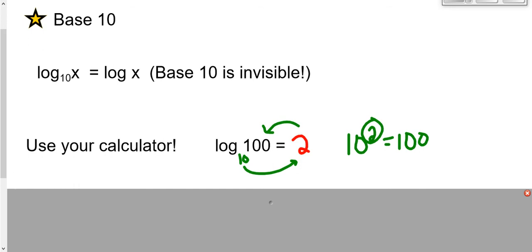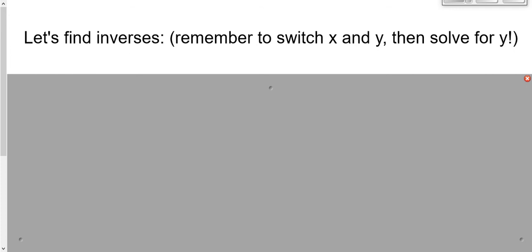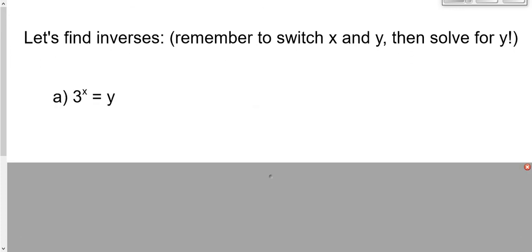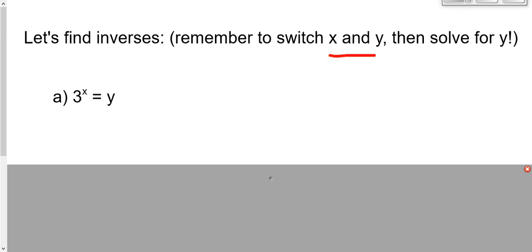The very last thing I want to do with you is try to find some inverses. So remember, to find inverses, all we have to do is switch x and y and then solve for y. So switch our input and output and then solve for our output. So let's go ahead and try that with example A of finding inverses. If I want to find an inverse for this problem, 3 to the x power equals y, the very first thing I have to do is switch x and y. So the very first thing I'll do to turn this into an inverse problem, a logarithm problem, is going to be to switch my x and my y. 3 to the y power equals x.